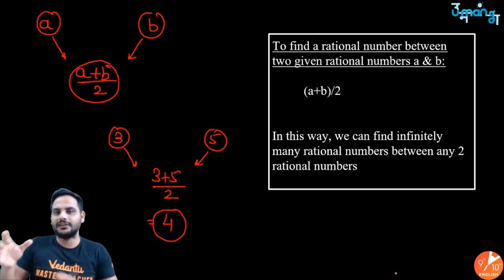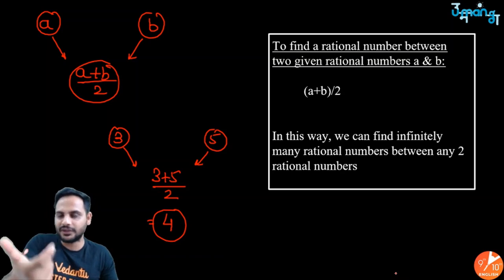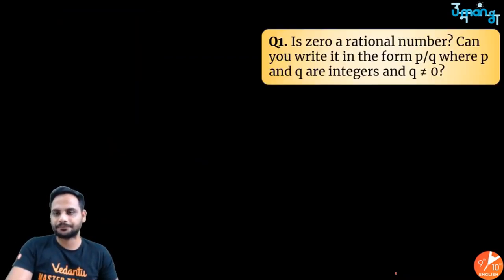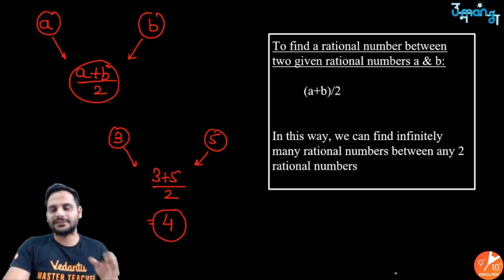These questions where you have to find the numbers between two given rational numbers will be the easiest ones. Okay, so let's look at some of the questions now.